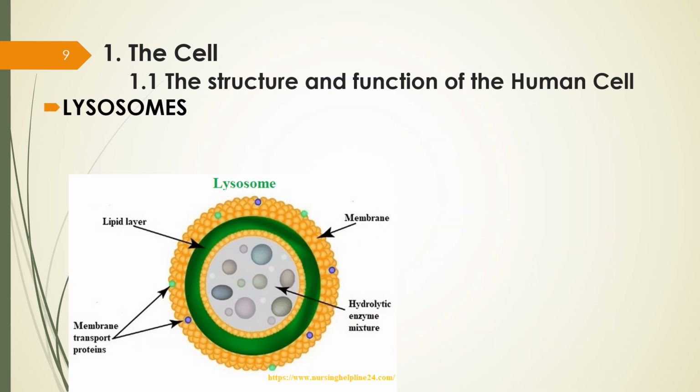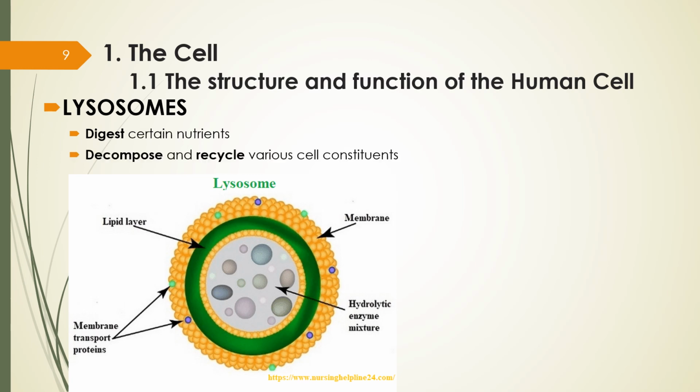Now the lysosome. What are the functions of the lysosome? Yes, digestion. So it digests certain nutrients. The lysosome digests the nutrients that the cell needs, breaking down the nutrients when they come inside the cell, and also does the decomposition and recycling of cell constituents. For example, let's say a mitochondria is old and is not working anymore. Instead of just discarding it, the cell reuses the components. So the lysosome goes, digests, decomposes, and uses the parts of the mitochondria again to build a new one. That's why it's called recyclable.